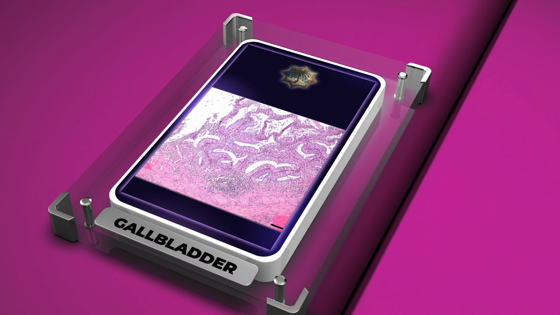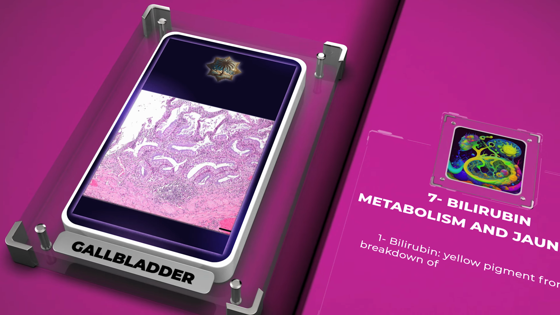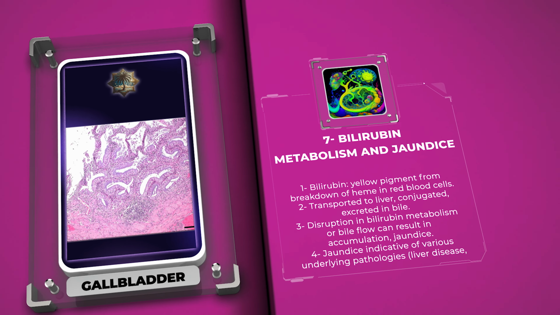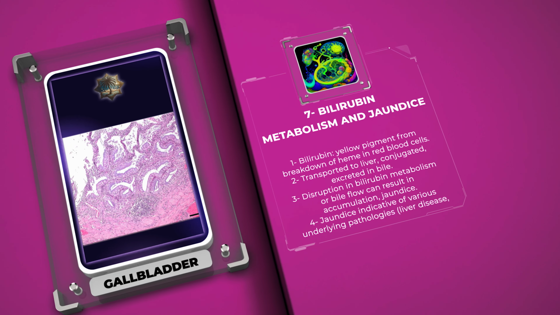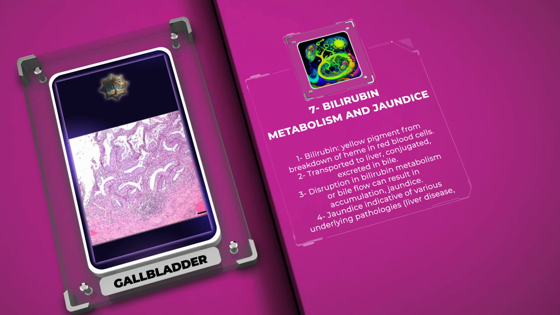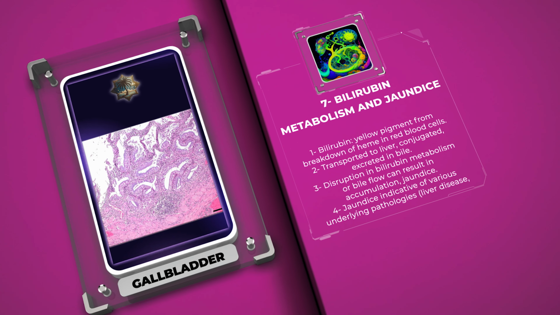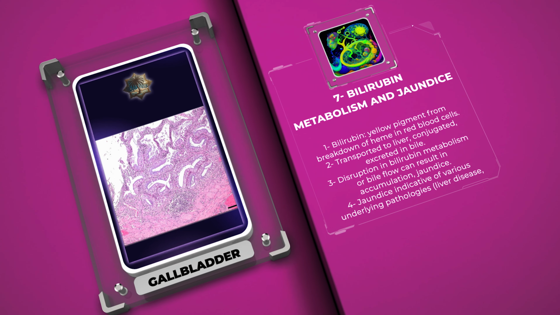Bilirubin is a yellow pigment derived from the breakdown of heme, primarily from senescent red blood cells. It is transported to the liver, conjugated with glucuronic acid, and excreted in bile. Any disruption in bilirubin metabolism or bile flow can result in the accumulation of bilirubin, leading to jaundice, a condition characterized by yellowing of the skin and mucous membranes. Jaundice can be indicative of various underlying pathologies, including liver disease, biliary obstruction, or hemolytic disorders.